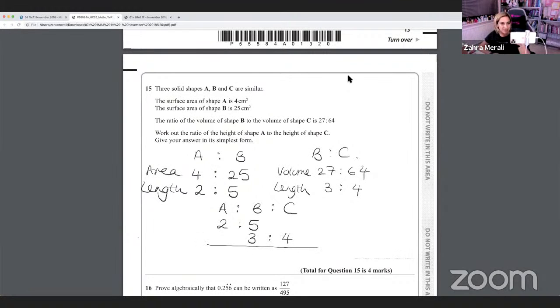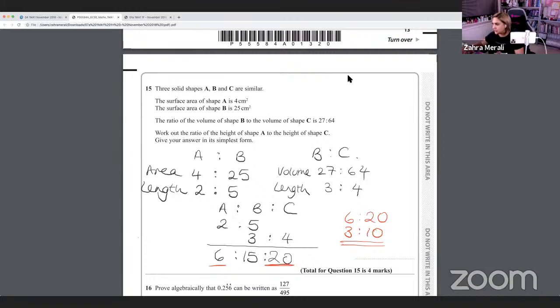We look at the ones that are the same, which is for B, and we go 5 times 3. That gives us 15. Then we say, how did we go from 5 to 15? We timesed by 3. So we have to do the same to the 2. So 2 times 3 will give us 6. How did we go from 3 to 15? We times by 5. So 4 times 5 is 20. Now we only really want, according to the question, A and C. So we've got 6 to 20, which we can halve to give us 3 to 10. And that would be your answer. This is quite tricky because it had sort of 2 steps to it.